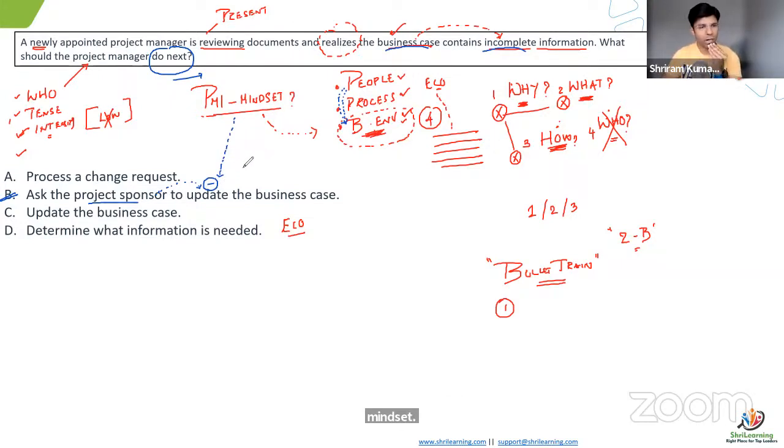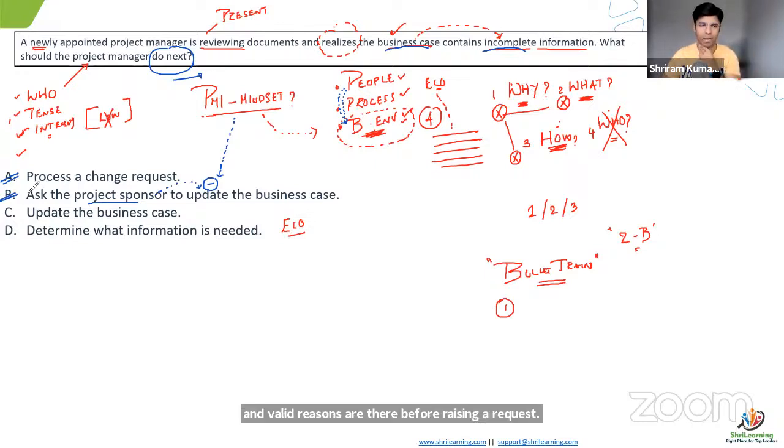Okay, what is the other one that goes out? Process a change request. Why? Because the identified information is missing, he should get the information before raising the request. The request might have timelines and valid reasons before raising it. Nice point. Any other thoughts related to change request?